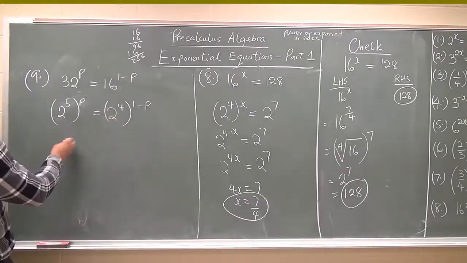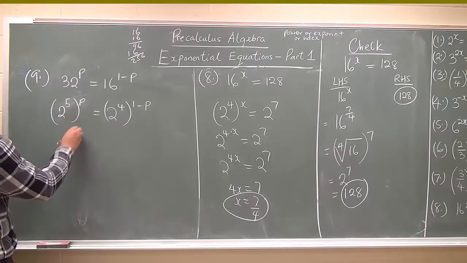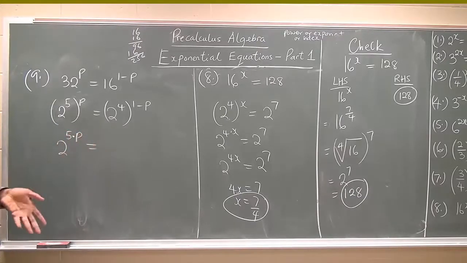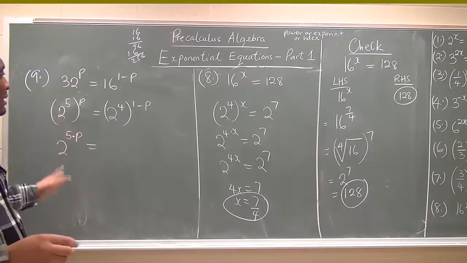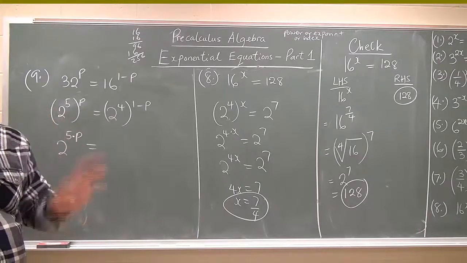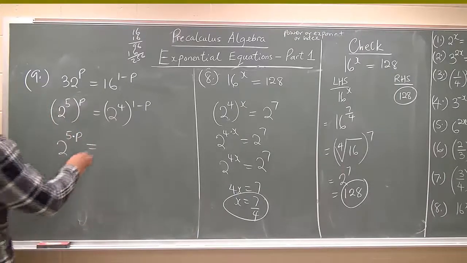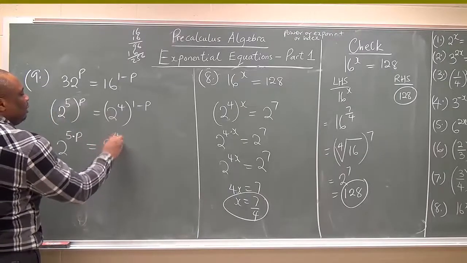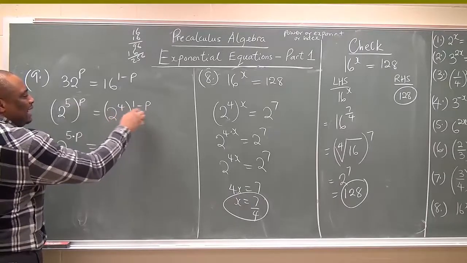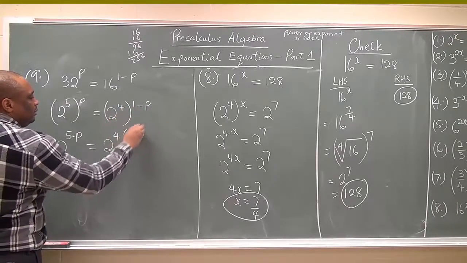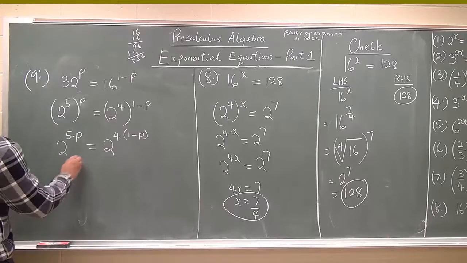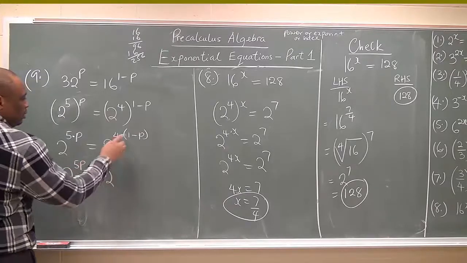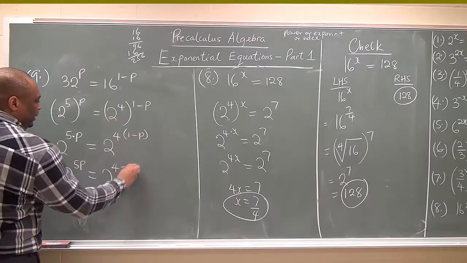So now this will be 2 exponent 5 times p. I'm not skipping steps now. I do not want to skip steps. I am doing all the steps so that you can understand it very well. So this equal to 2, then 4. Now, because this is an expression, it means 4 times 1 minus p. That's what it means. So this is 2 exponent 5p equal to 2 exponent 4 minus 4p.